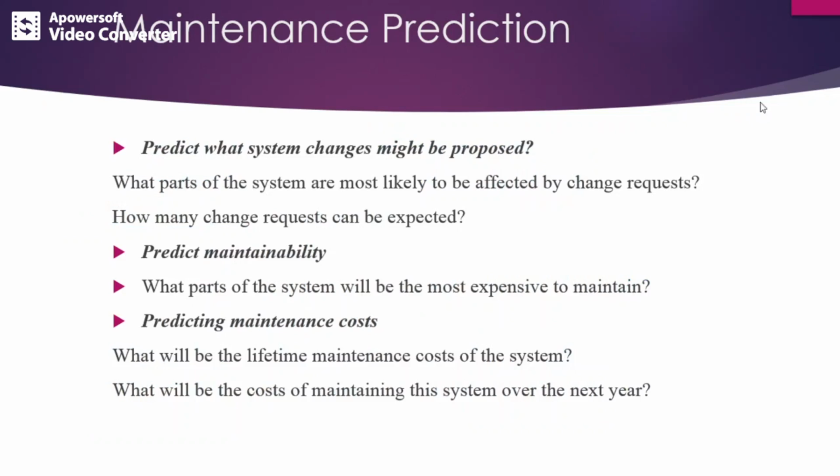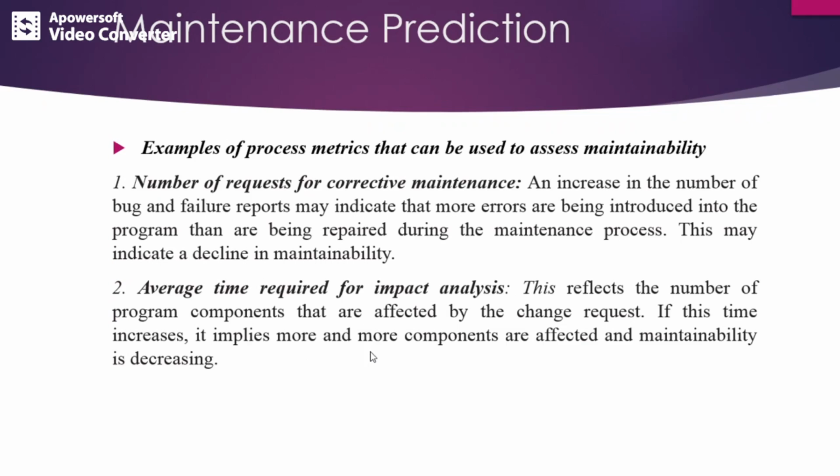Now, we'll see each thing. We have seen all those already. Predict what system changes might be proposed. Predict maintainability, predicting maintenance cost. We will see the examples of process metrics that can be used to assess the maintainability. So we'll see some examples of process metrics.